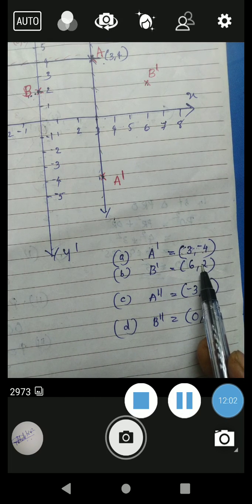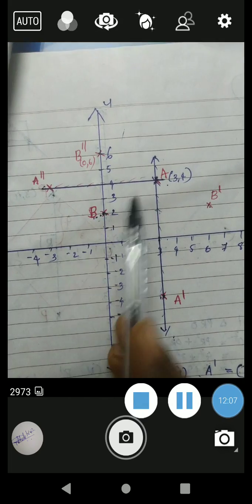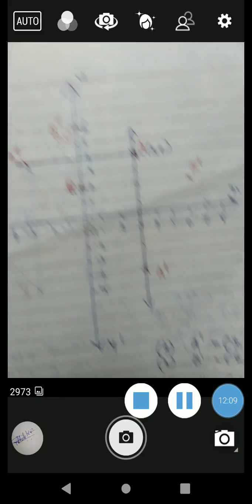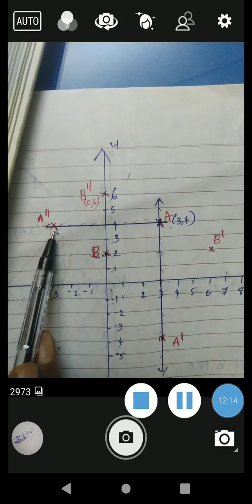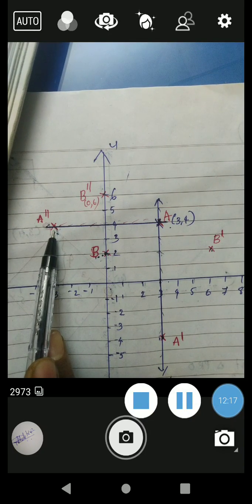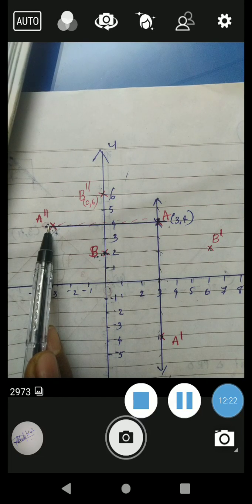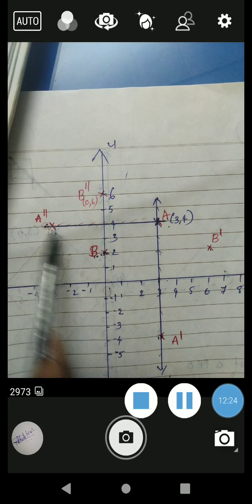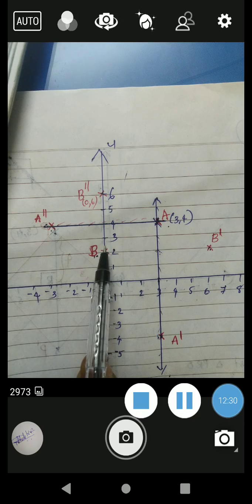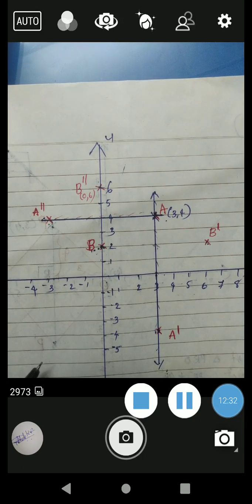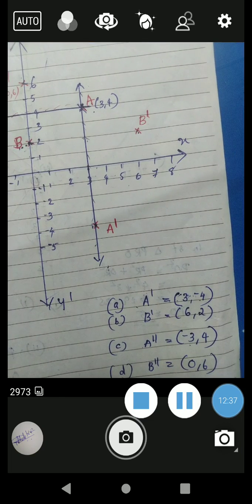C, A2 dash is the image of A under reflection in the y-axis. So first you can write A2 dash is (-3, 4) and mark it here. Next is B2 dash, the image of B under reflection in AA2 dash. Therefore join AA2 dash and reflect B in this mirror. It becomes (0, 6). You can see this. It's very clear. Okay, so B2 dash is (0, 6).